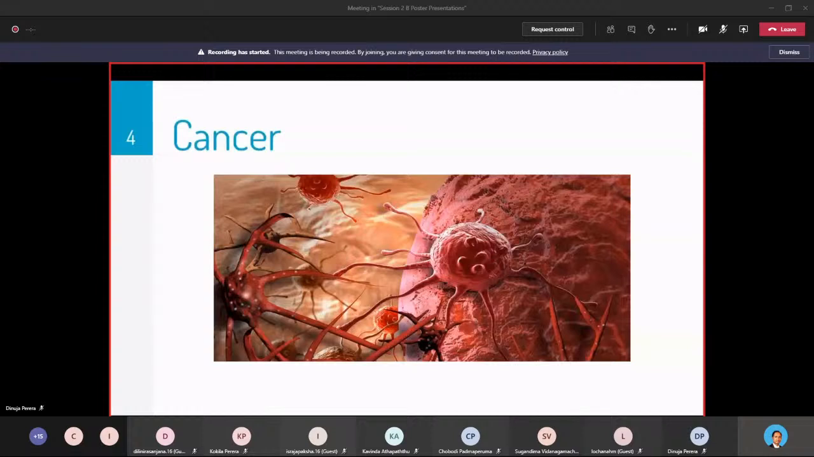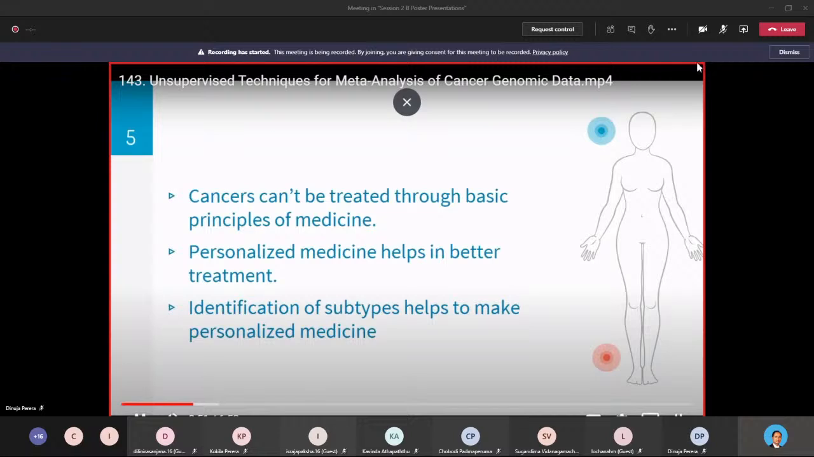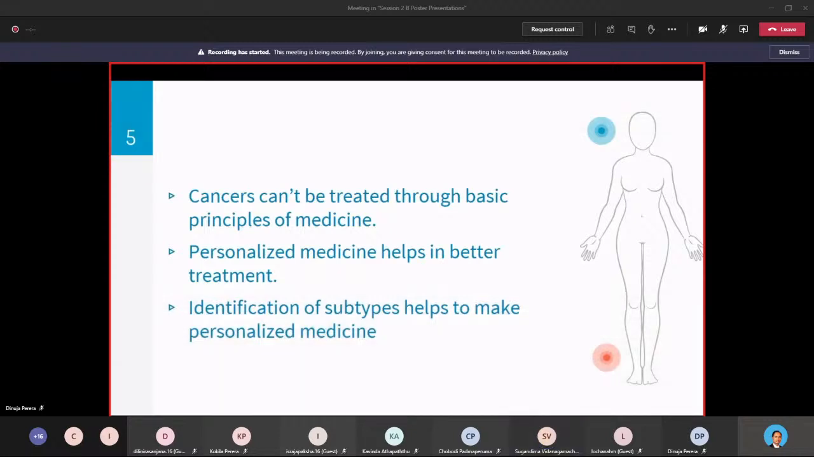Cancer is a group of diseases which shows an abnormal growth of cells which have the potential to spread to other parts of the body as well. Cancer cells are not responding to cell division or the signaling system of the human body. Therefore, cancers can't be treated through basic principles of medicine. If two patients have a cold, and we give the same medicine to both patients, most of the time both of them get cured. But if we give the same treatment to two patients with the same cancer, one might get cured and the other might die due to that treatment. Because of that, personalized medicine helps in better treatment for cancer patients. Therefore, the identification of cancer subtypes is important to make personalized medicine.